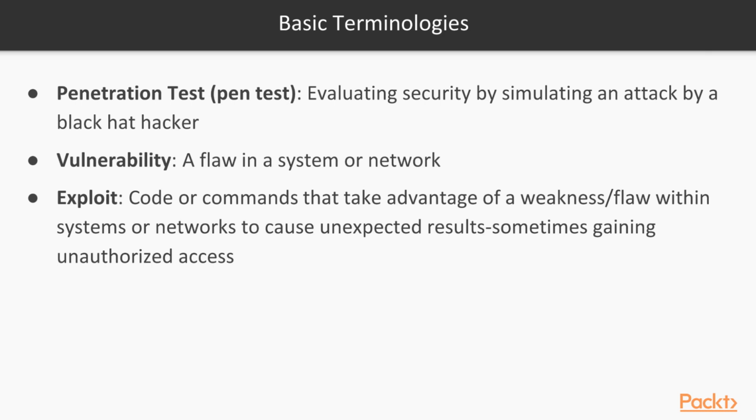A vulnerability is a flaw within a system or a network. You can think of this like it's a hole to get in. Exploit is a code or commands that take advantage of a weakness or a flaw within systems or networks to cause unexpected results, sometimes gaining unauthorized access. So this would be something that you put through the hole in order to get in to the system.